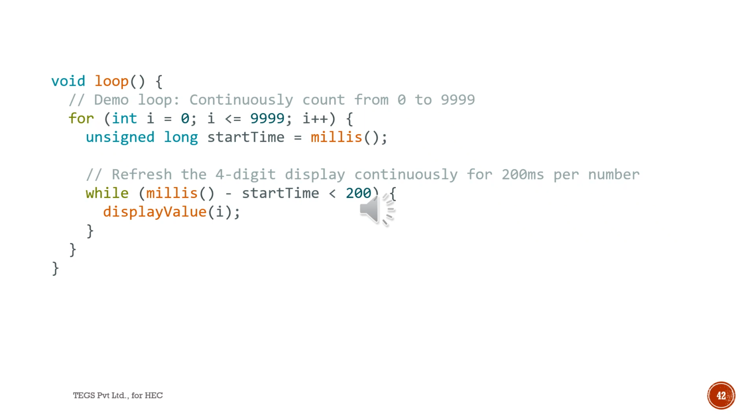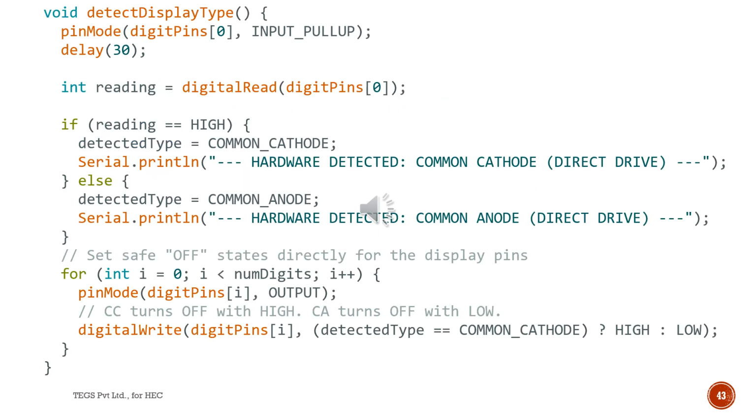This is the loop section, which will be repeating again and again. Here the loop advances from 0 to 9999 and the counter will repeat again. There is a gap of 2 milliseconds between each and every count. This is the fourth page of the code. Here the display type detection method is given, and after detecting the type of the display, it will flash the message in the serial monitor.